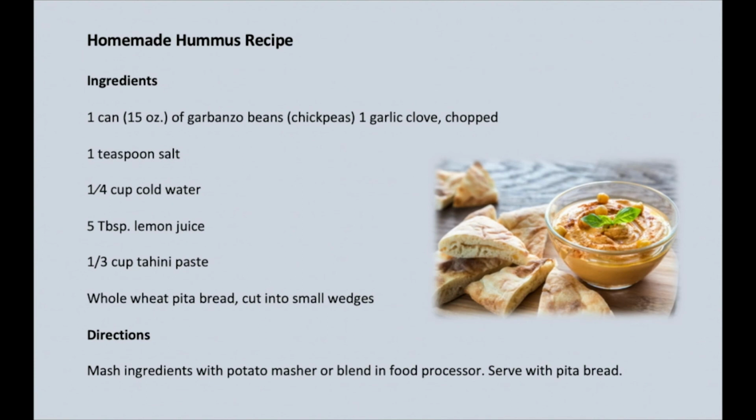We're nearing the end of our lesson, and I have one last thing to show you guys. This is a homemade hummus recipe. You can ask family or trusted adults to help you make this. For this recipe, you'll need garbanzo beans, salt, garlic, water, lemon juice, tahini paste, and whole wheat pita bread. This recipe is super easy to make. All you have to do is blend or mash all the ingredients together and serve. Enjoy!